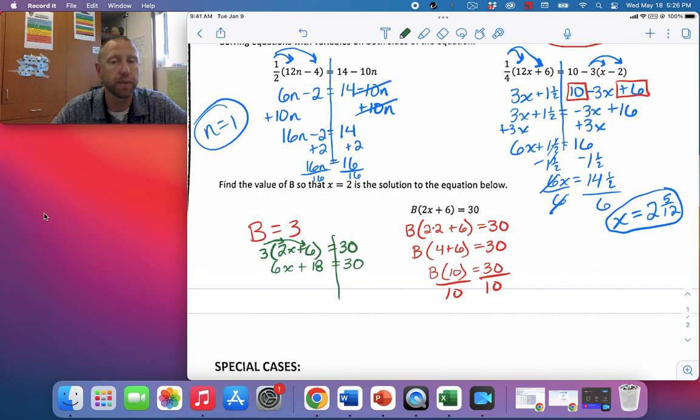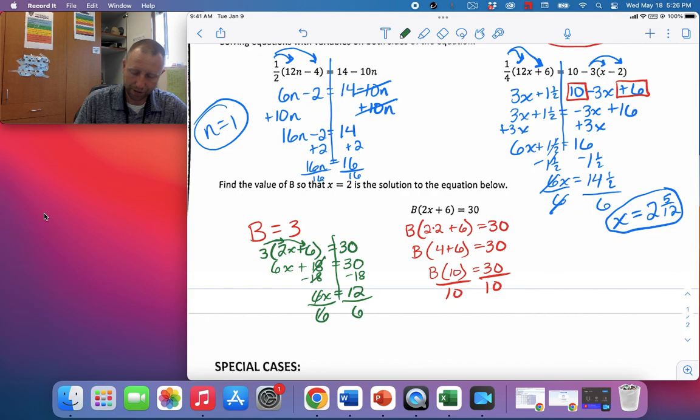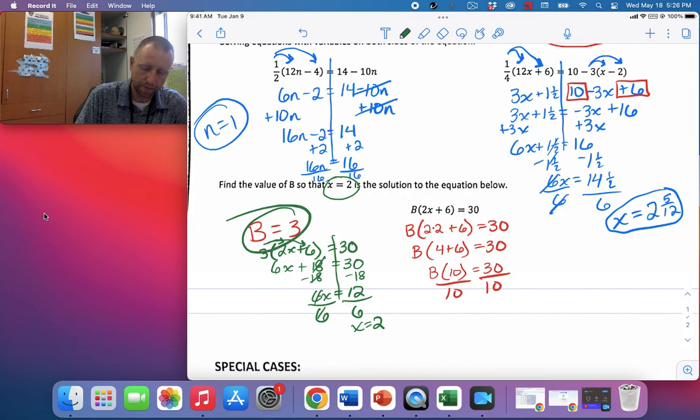Now it's just a two-step equation. Subtract 18 from both sides. I get 6x equals 12. And divide both sides by 6. Whoops, said the answer. x does equal 2. So I did it correctly. If x equals 2 is the solution, which I just worked out and it worked, then b has to equal 3. So that's my answer. b equals 3.